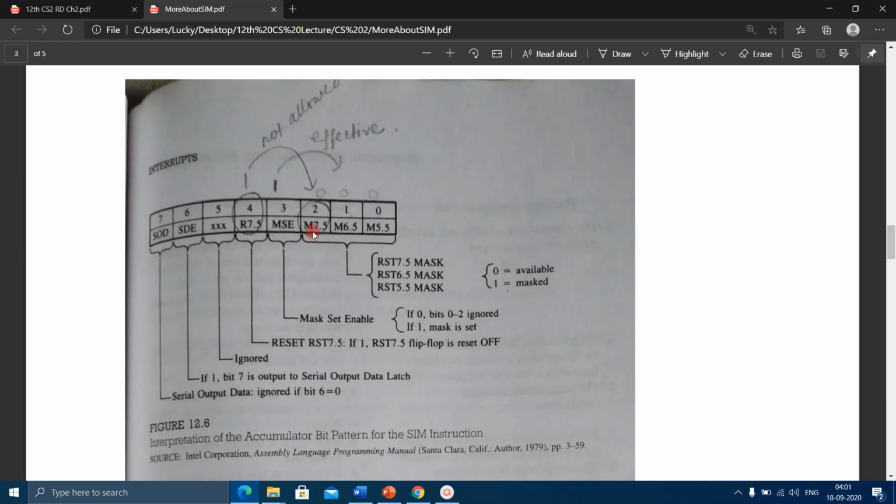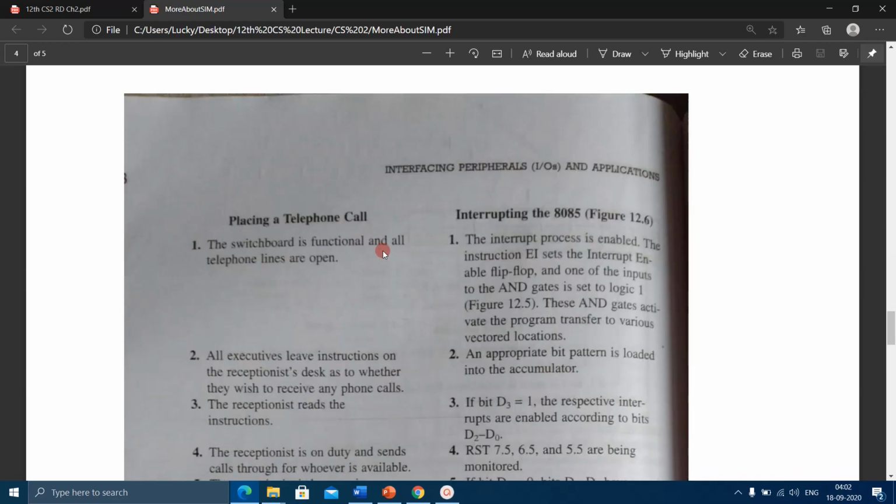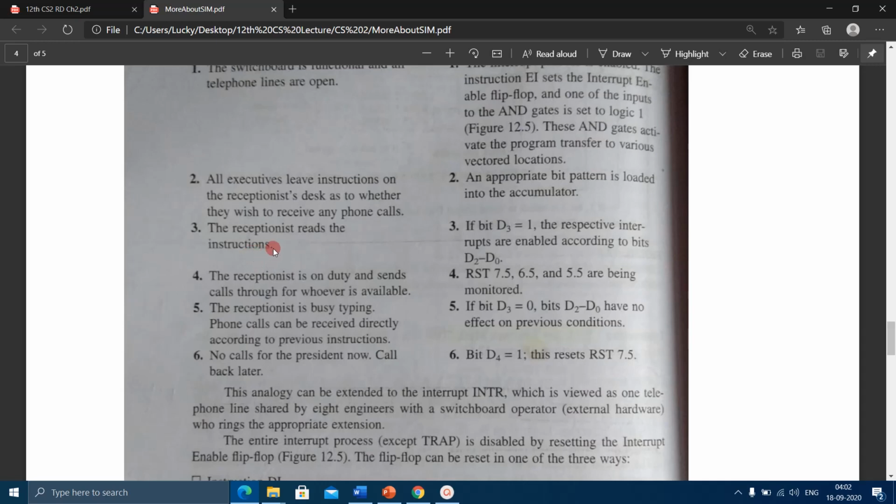And when you relate it to the microprocessor, it will provide service to the interrupt RST 7.5. When it is 1, that means the vice president has instructed the receptionist that the vice president will not be able to attend the calls. When it is 1, that call will be interrupted. Similarly, when this is 1, the microprocessor will ignore RST 6.5, and the same goes with this also. Okay, so that is what is represented here.